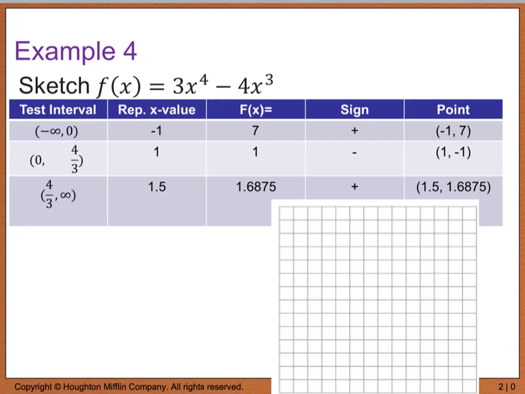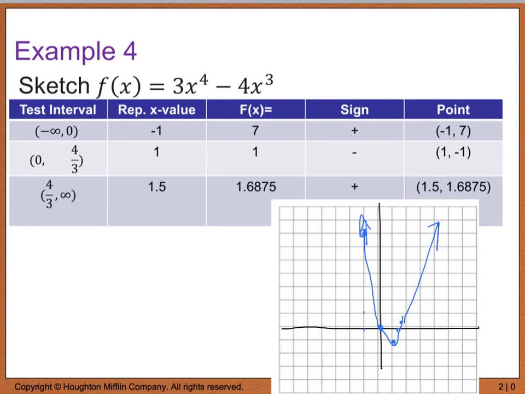So now if I go and plot these points, we're going to end up with something that looks like this. Before I go ahead and connect the dots, these points here are all of my coordinate points that I've calculated over here. This point here, 0, 0, and 4/3, 0, these are my zeros that I calculated on the previous slide. Now I'm going to go ahead and connect those, and you'll see that you end up with something that looks like this.